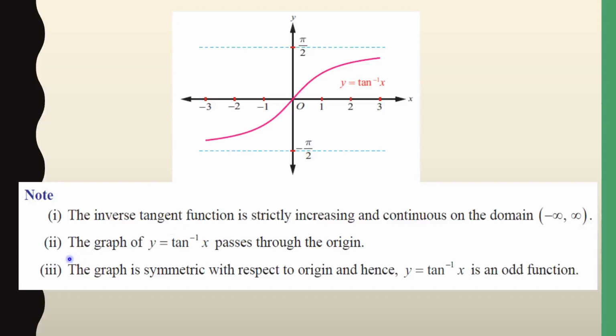See the second point. The graph of y equal to tan inverse of x also passes through the origin. The tangent curve passes through the origin, and in the same way the tan inverse of x curve passes through the origin. See the third point. The graph is symmetric with respect to the origin. Since the graph is symmetric with respect to the origin, we say y equal to tan inverse of x is an odd function.